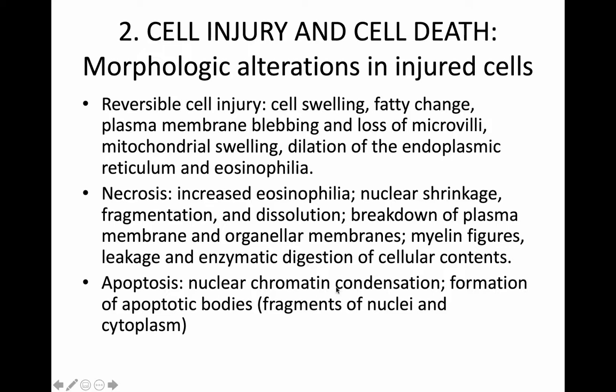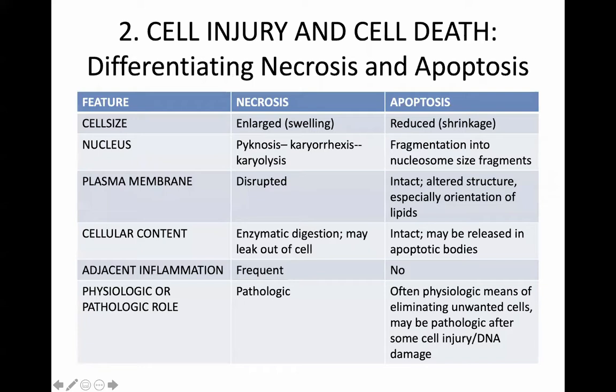Now for apoptosis, there's nuclear chromatin condensation as well, and then formation of apoptotic bodies. These are usually very clear to see under the microscope. They are like bags of nuclear cytoplasm, formed from the enzymes that have digested the cell content, and they are usually released as soon as the cell is gone.